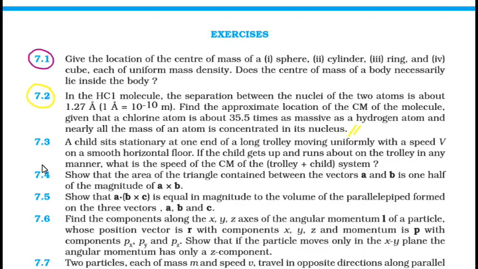Let us see the next question, that is 7.3. A child sits stationary at one end of a long trolley moving uniformly with a speed v on a smooth horizontal floor. If the child gets up and runs about on the trolley in any manner, what is the speed of the center of mass of the trolley plus child system? So let us see the solution here.